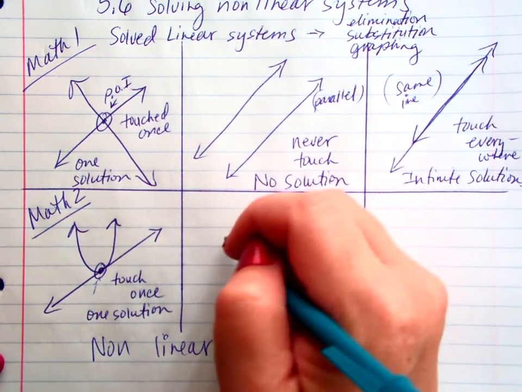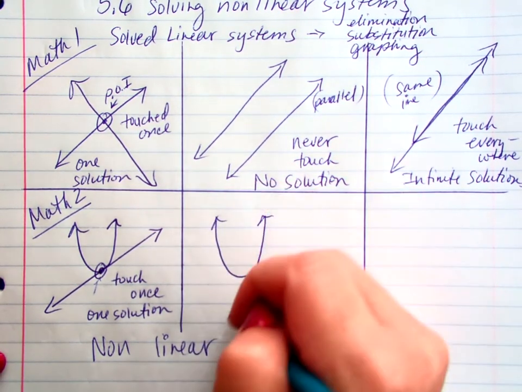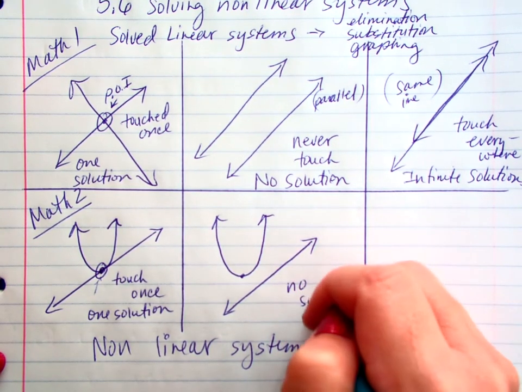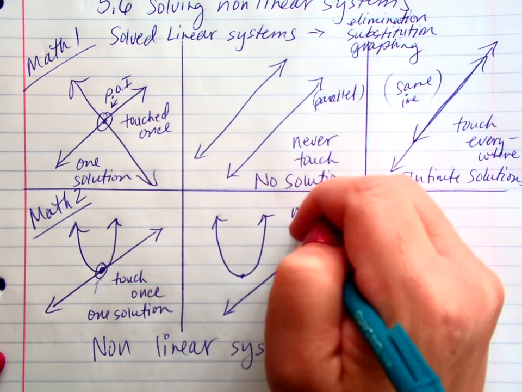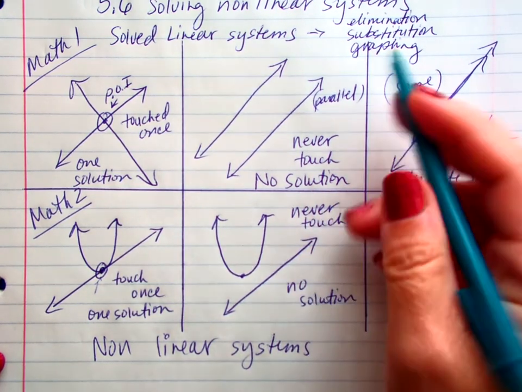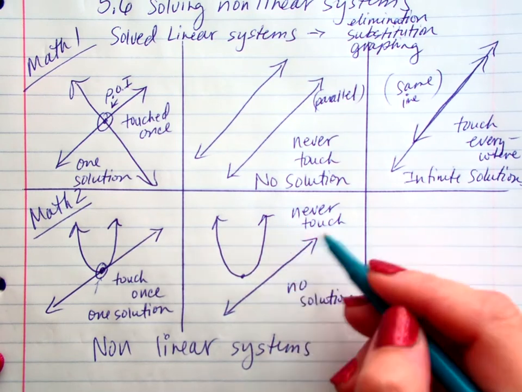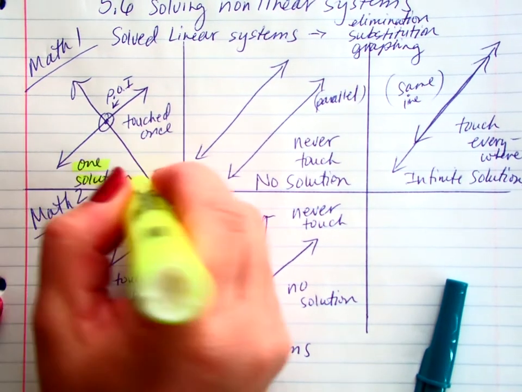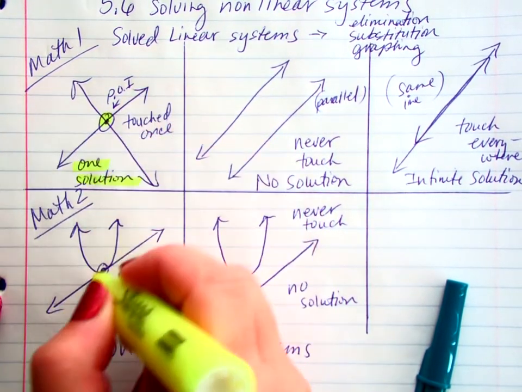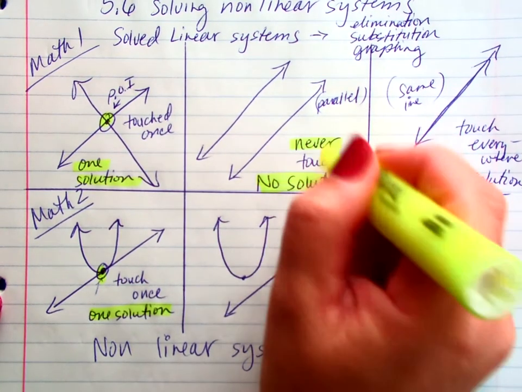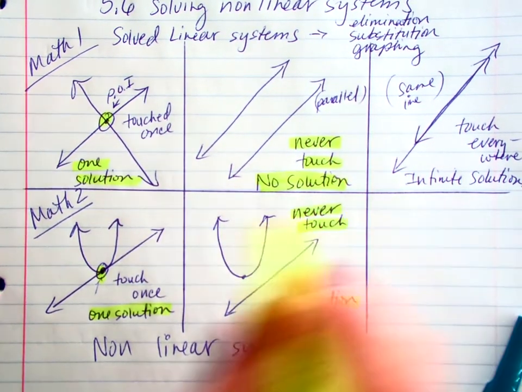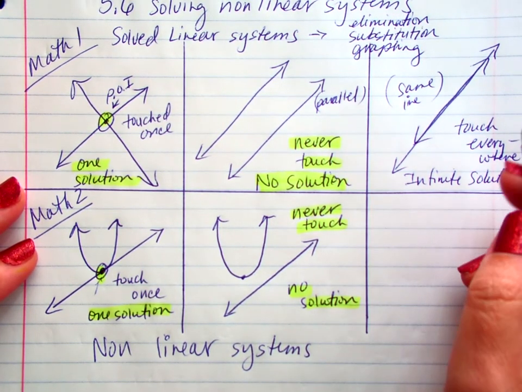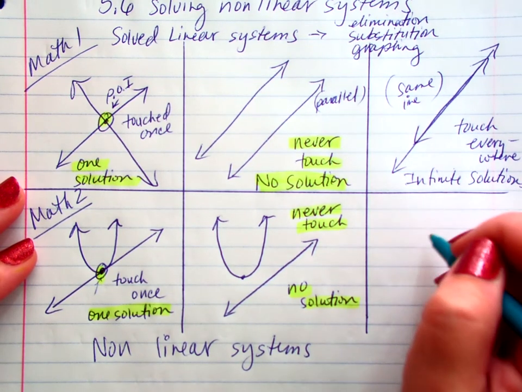What if I give you a parabola and a line that never touch? This is called no solution again, because they never touch. So just like Math 1 last year, two lines that never touch, there can be a parabola and a line that also never touch. That was called no solution. So one solution, still touching once. No solution, never touching, still. Now, it is possible to get two parabolas that land right on top of each other. That would be called infinite solutions, but we're not going to see that case.